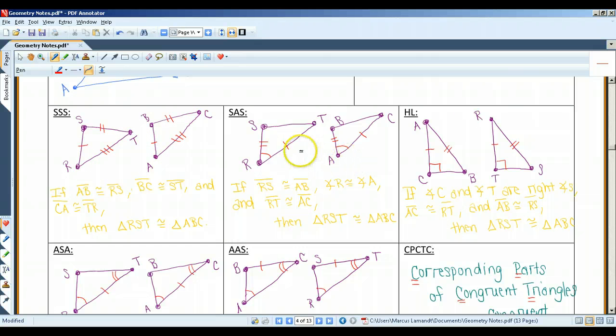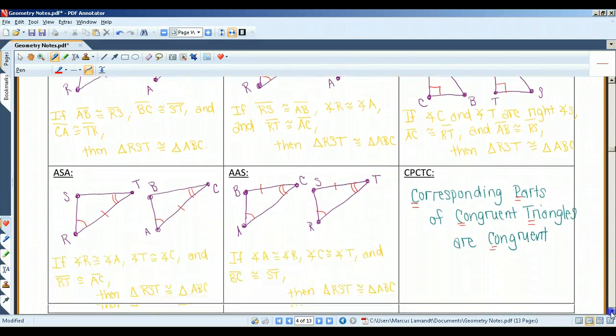Okay? If you have two triangles where you have two sides that are congruent and you have an included angle, included means the angle is in between the two congruent sides, SAS states that these two triangles would also be congruent. Alright, hypotenuse leg. This one can only be used for right triangles. So let me write that down. Okay, if you have two right triangles and you have congruent hypotenuses and a congruent leg, the two triangles have to be congruent.